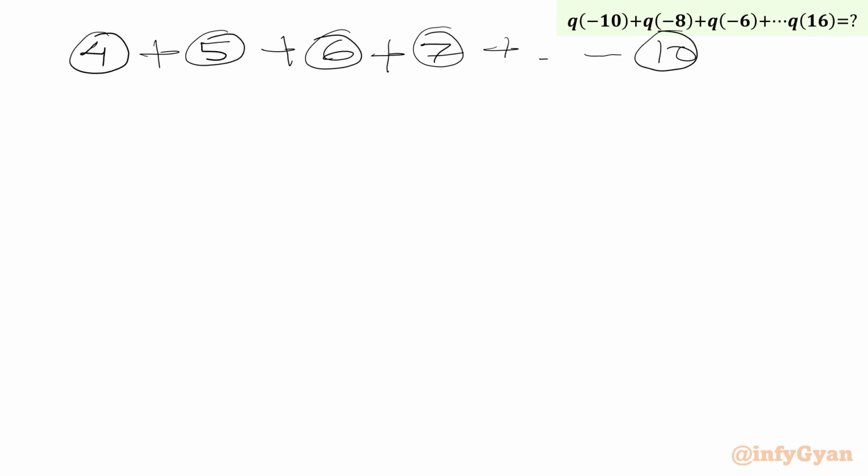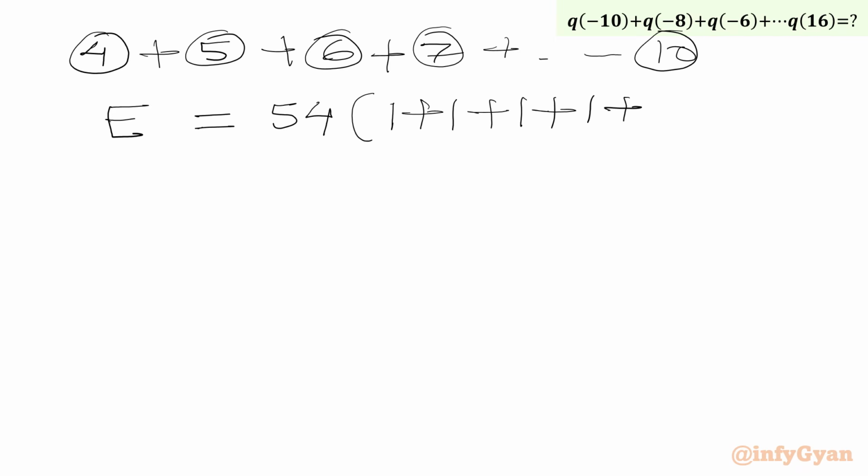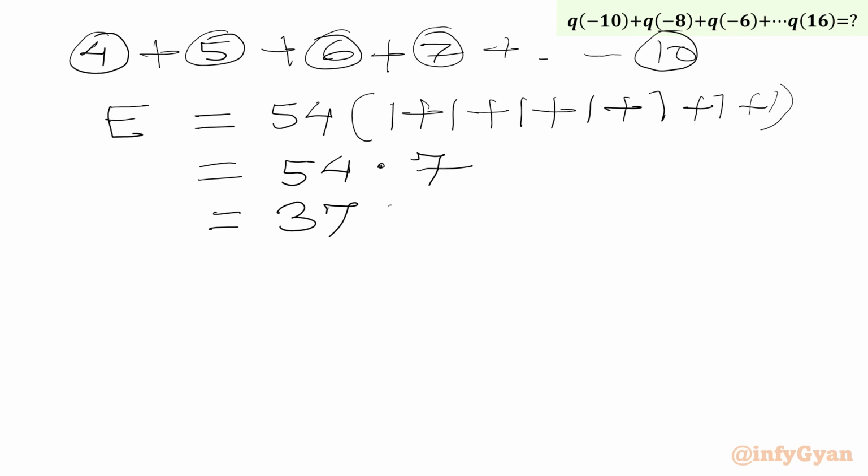We are going to get LHS equal to required expression E. And in RHS, we will get 54, and in the bracket 1 plus 1 plus 1 plus 1 plus 1 plus 1 plus 1. There are 7 ones. So we will write 54 times 7, which is equal to 378.